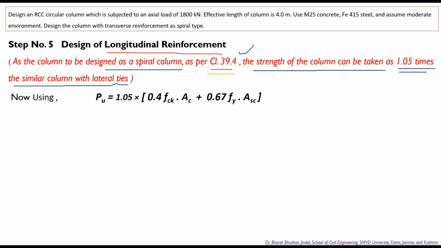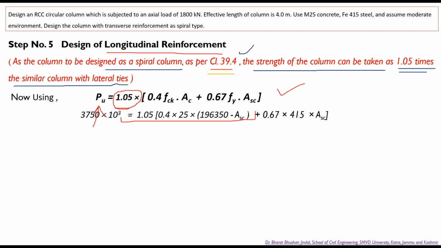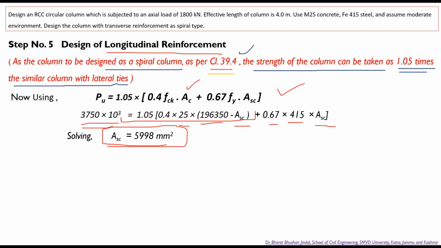Now using the formula which we have already used, we are only multiplying it with 1.05. So this is the load carrying capacity, and this much is the load coming on the column. So let me remove to make it more clear. Now this much load we have already calculated, and 1.05 times 0.4 FCK, with FCK 25, times the area of concrete. Now the area of concrete is the gross area of the section minus the area of the steel which we have provided, plus 0.67 times 415, that is FY, times ASC. So based on this formula we can easily calculate the area of steel required. The area of steel required, ASC, comes out to be 5998 millimeter square.